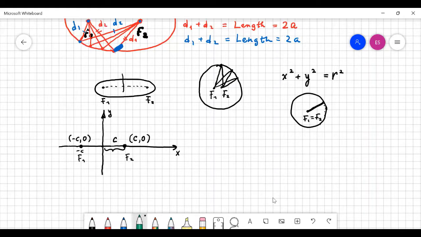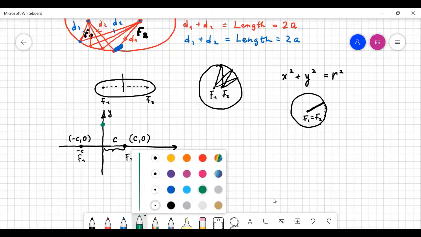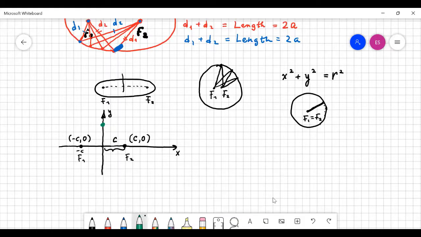Now imagine that I consider a point on my ellipse somewhere here, right on the y-axis. What is going to be true about this point? Well, let me connect the string to this point, right? For this point, I'm going to have a distance over here, right? And this one is C. What is going to be the length of the rope? I know the length of the rope is going to be equal to 2A, right?